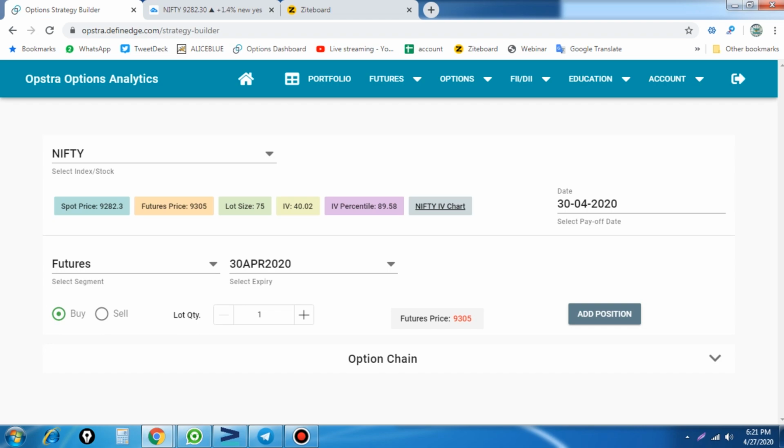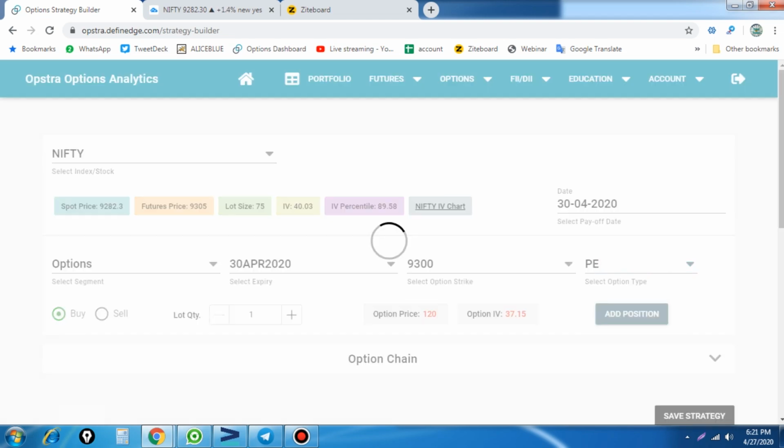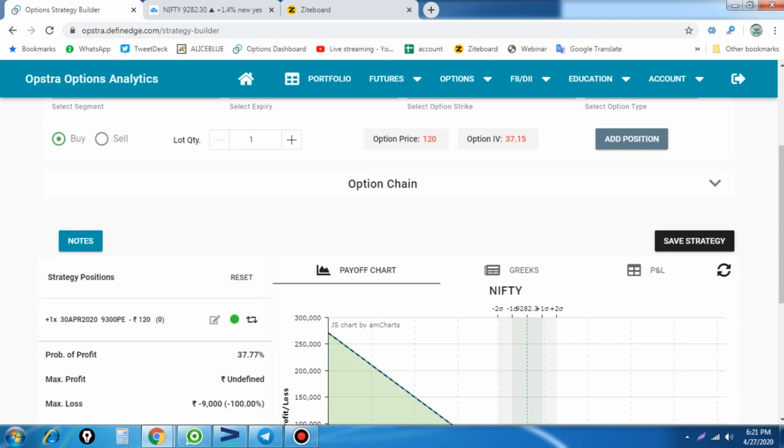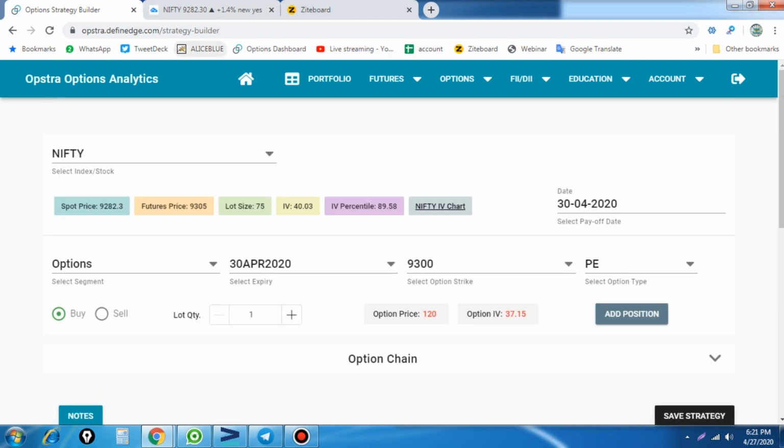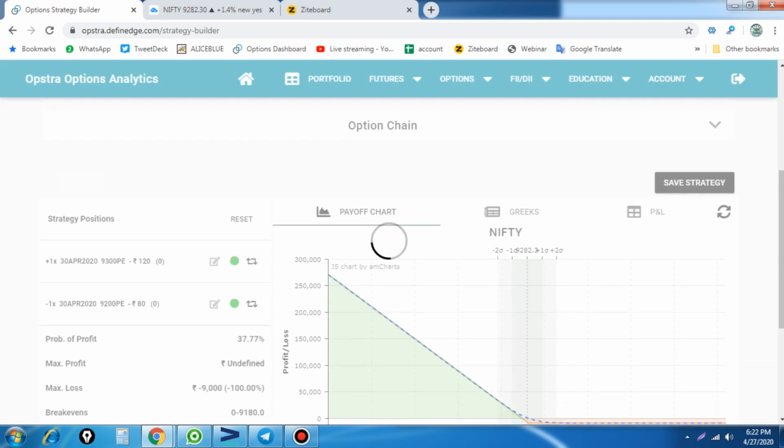So here the strategy I'm going to use is with the Nifty options. 9300 is the current market price, so I'm going to do the strategy at 9300. Here I'm going to buy the position at 120. The current market price of the Nifty is 9282. I'll take another option which I'm going to sell, 9200. So if I do this, let's show you the profit or loss I'm going to get.